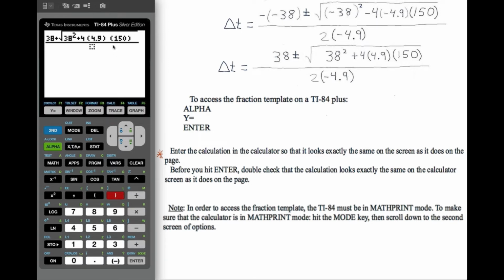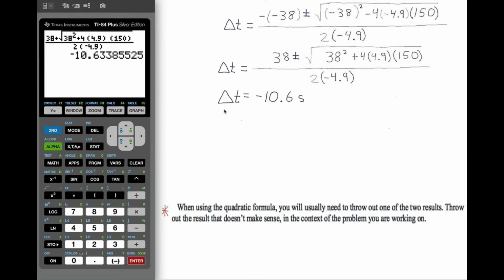Now, to move the cursor to the bottom of the fraction template, we hit the down arrow. Before you hit enter, double check that the calculation looks exactly the same on the calculator screen as it does on the page. When you've done that, you can hit enter. Our result is that delta t equals negative 10.6 seconds.